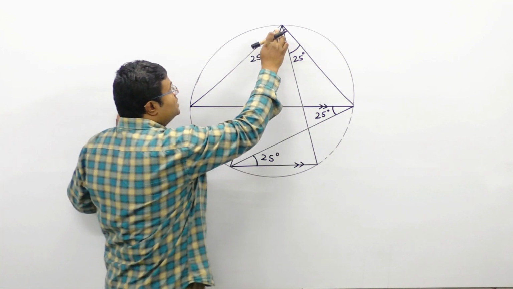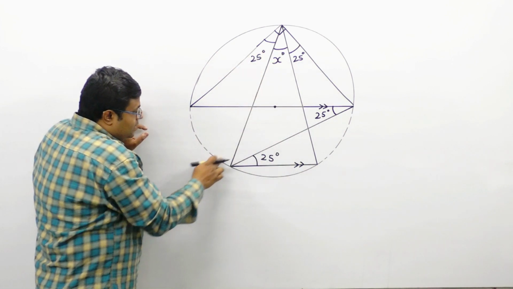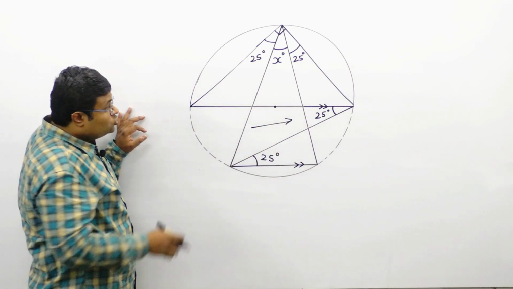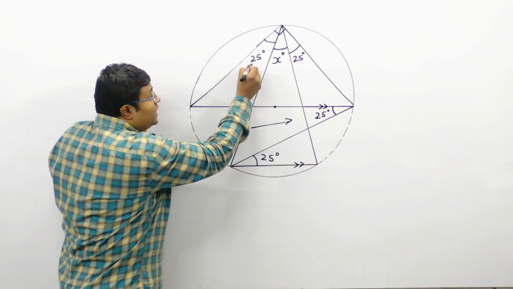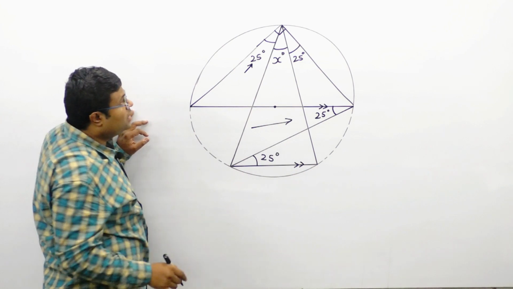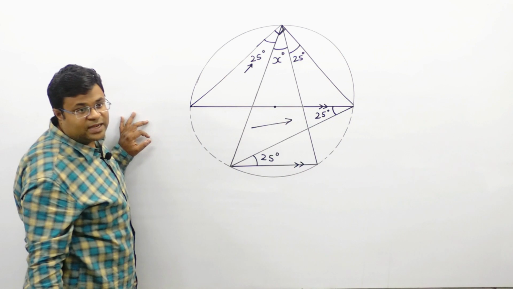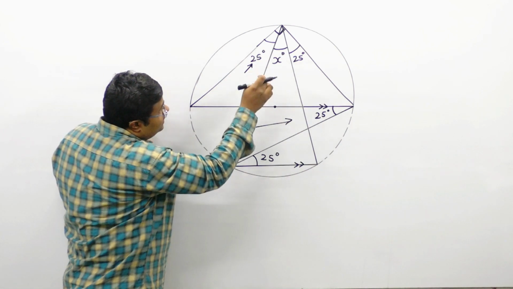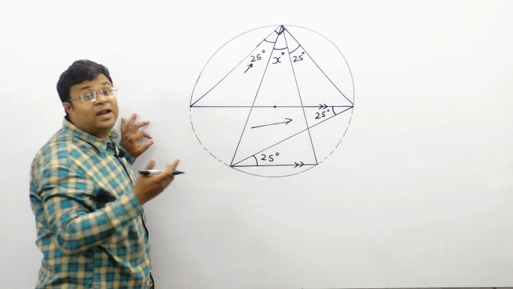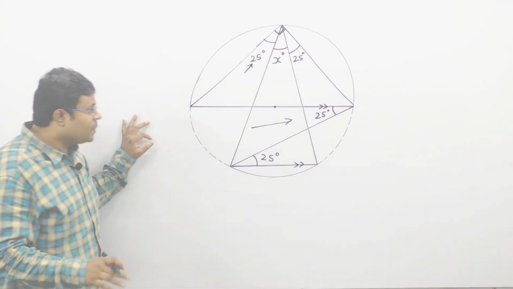Let us quickly understand this part. Why is this 25? This arc is subtending 25 degrees here, so this arc will subtend 25 here also. Got it or not? Now just see, this angle is 90 because angle in a semicircle is 90. That 90 is made up of angles 1, 2 and 3. 1 and 3 together are 50. So what is the value of x? 40. Got it?